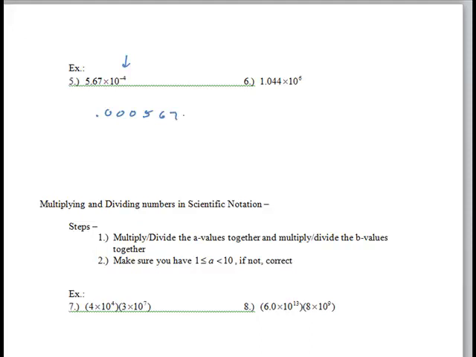Example 6, 1.044 times 10 to the positive 6. Well, positive exponent means that number is going to get larger, so we're going to have to move the decimal place to the right in order to make 1.044 larger. Move it to the right 6 places.